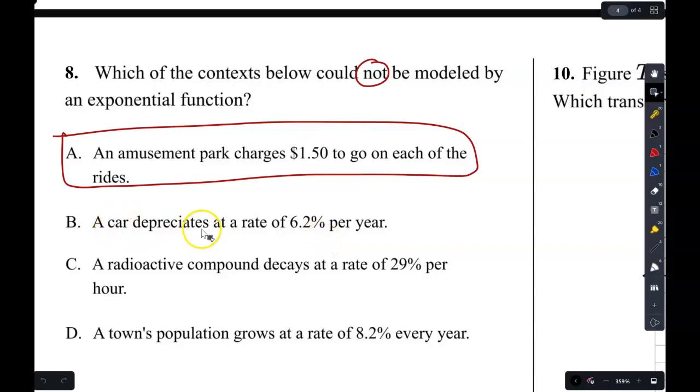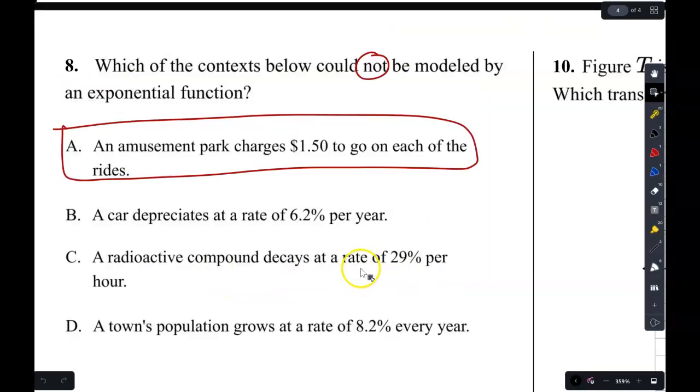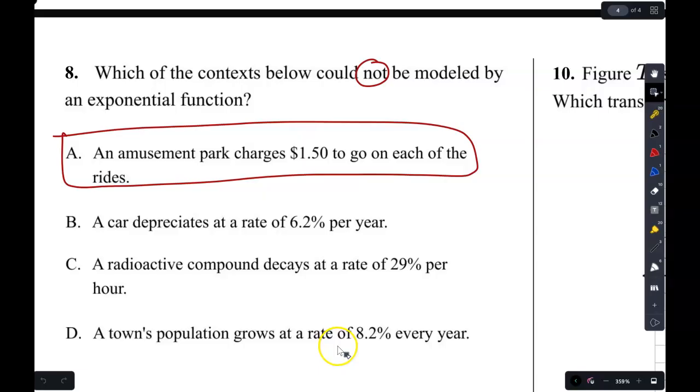So the car depreciates at a rate of 6.2%. The radioactive compound decays at a rate of 29%. The town population grows at a rate of 8.2%. All of those are exponential. The one that's not exponential is the amusement park that charges $1.50 to go on each ride. So $1.50, $1.50, $1.50. You're adding $1.50 each time. So if you're adding, it's not going to be exponential. It's going to be linear.